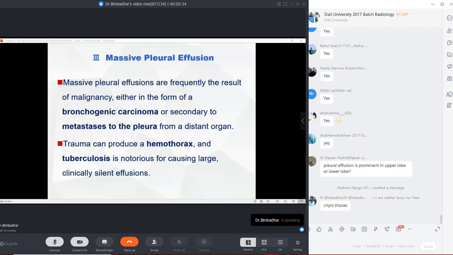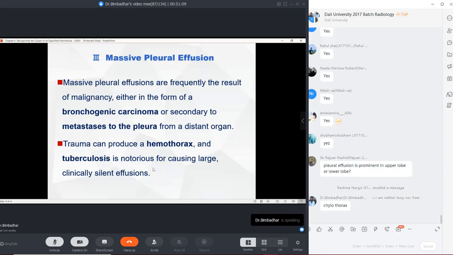Now, penetrating trauma will eventually rupture the blood vessels, the inferior costal arteries, and subcutaneous blood vessels are ruptured, so they can cause hemothorax. And tuberculosis is one of the most notorious reasons for causing large clinically silent effusions. For massive pleural effusions, the most common cause is tuberculosis.